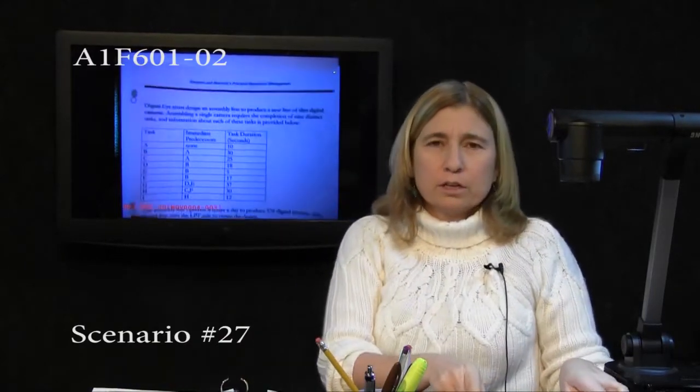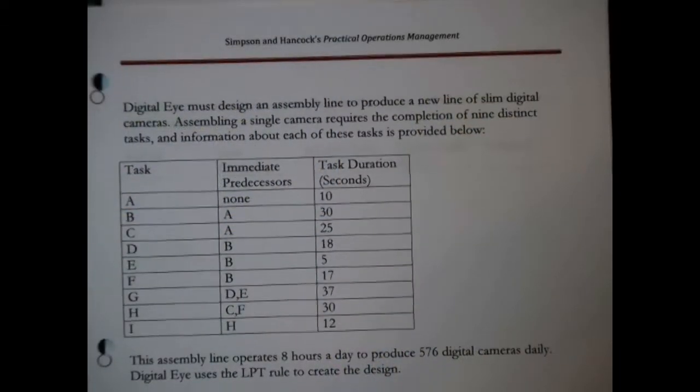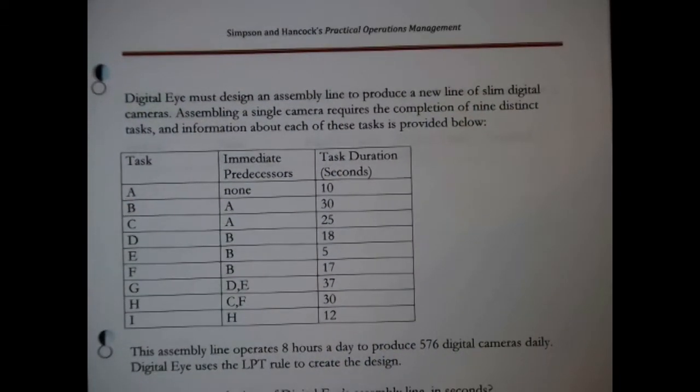Digital Eye is a line balancing scenario. Even if it didn't mention designing an assembly line, you can kind of tell by looking at the data. Let's take a look at it. Digital Eye must design an assembly line to produce a new line of slim digital cameras.